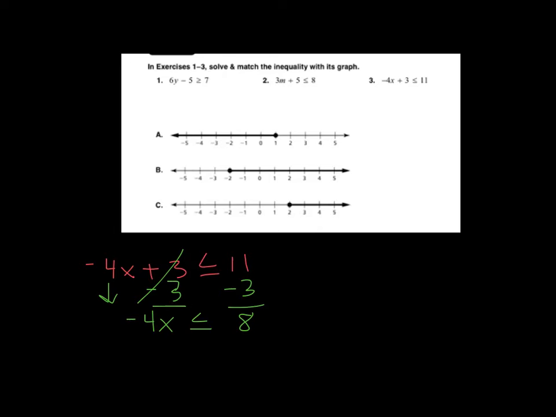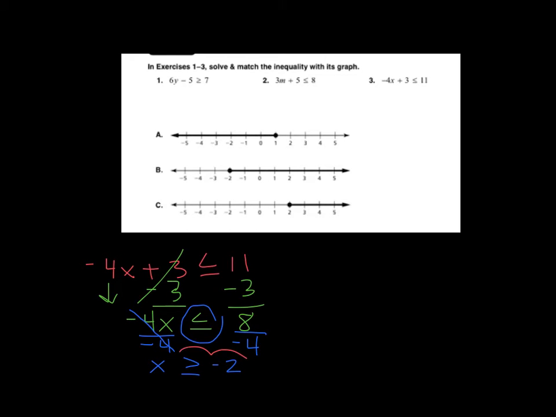Then from here, the opposite of multiplying by negative 4 is to divide by negative 4. Don't forget, when you divide by a negative, you're going to have to flip that inequality symbol. So negative 4 over negative 4 cancels. We have x. We're flipping the symbol. That's why I circled it to remind myself. And then 8 divided by negative 4 is negative 2.